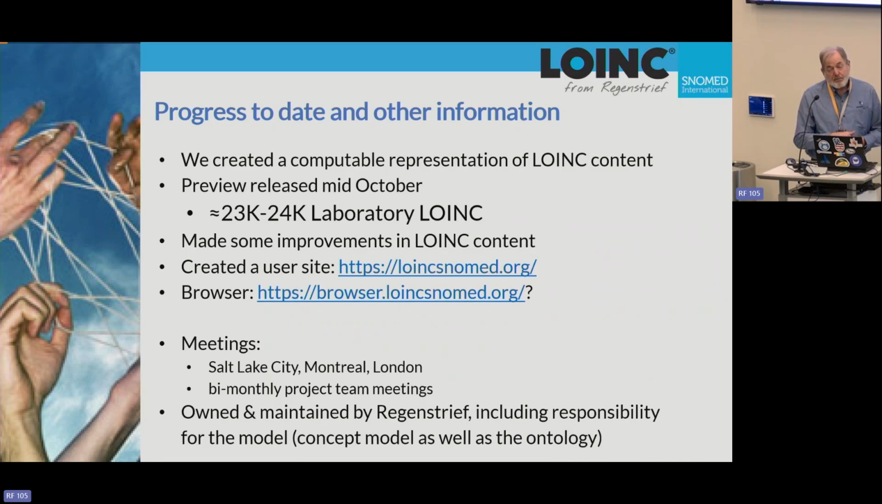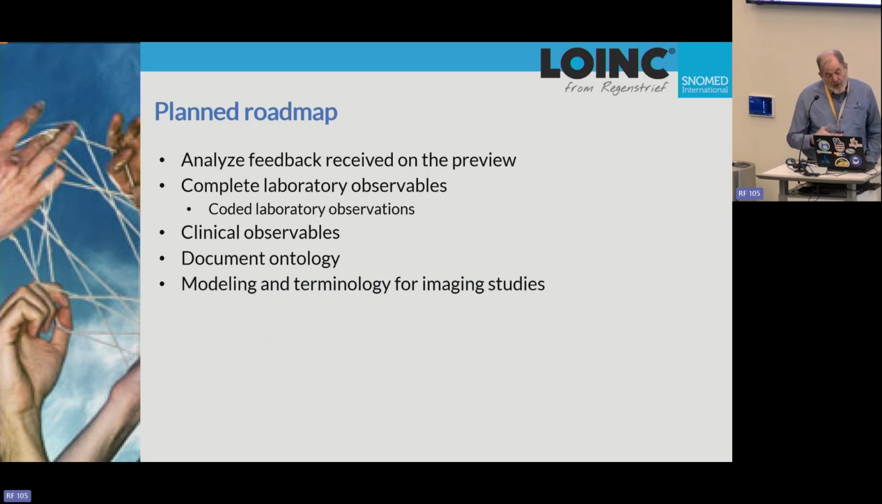And so we retain, if you will, the intellectual leadership of that whole area. So we're excited about that. So what are we doing next? Well, we're going to analyze the feedback that we get from that preview version of the tests. Then we're going to complete all of the laboratory part of LOINC. Then we're going to turn to clinical observables, all things like blood pressure and heart rate and height and weight and all those things. Then the document ontology part, and then modeling and terminology for imaging studies. So those are the things that are on the agenda that we're going to work through systematically to try and complete.